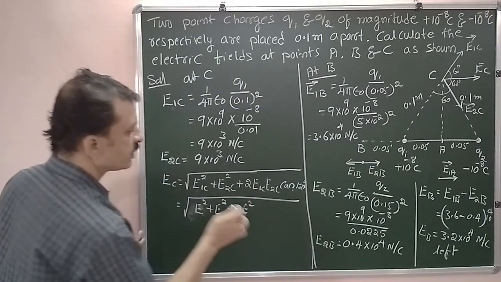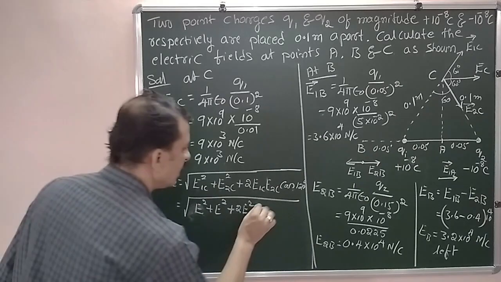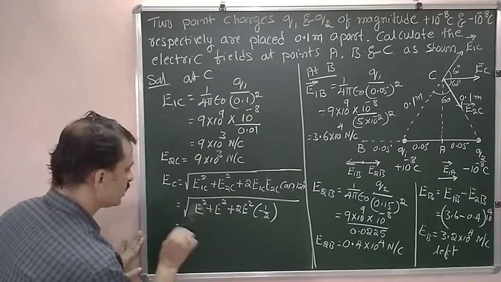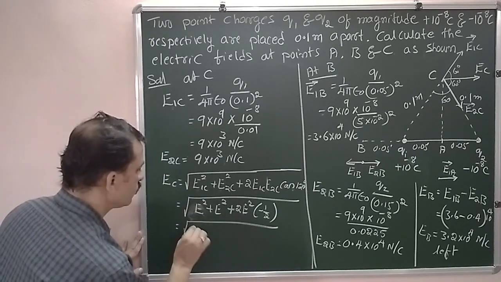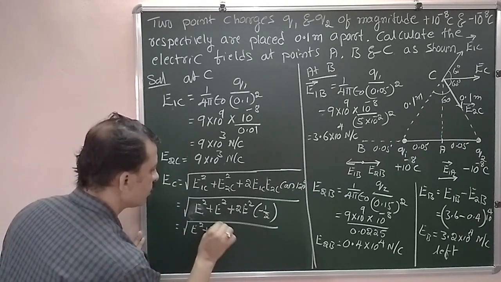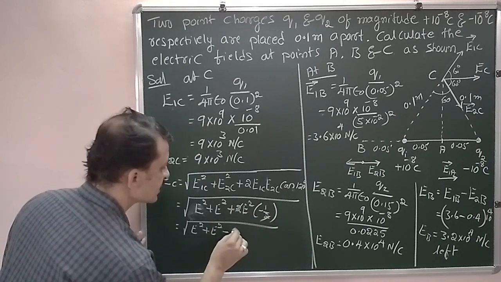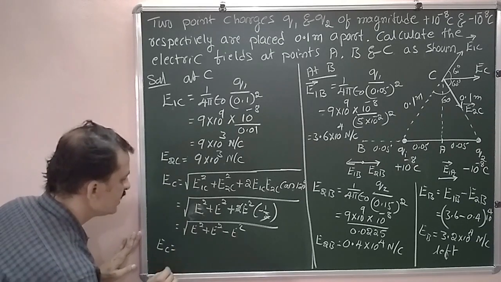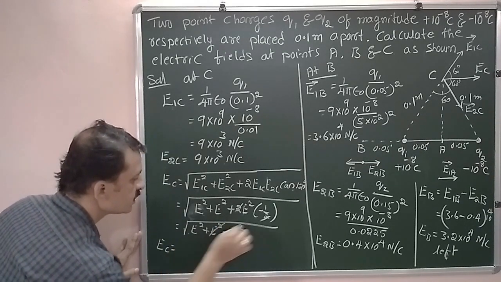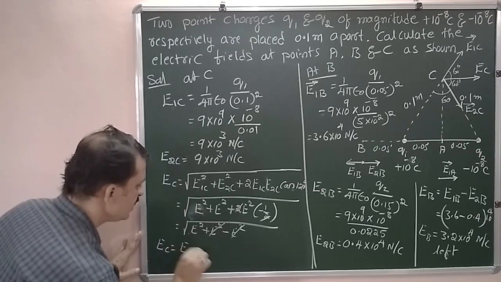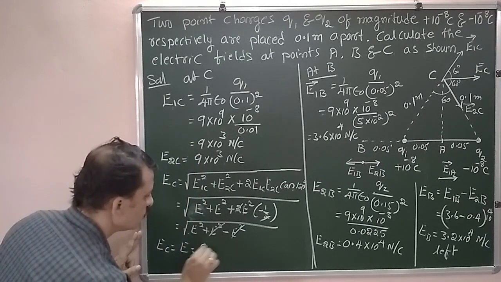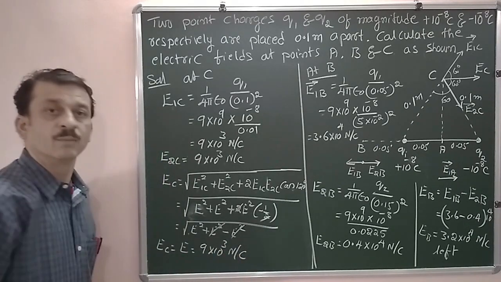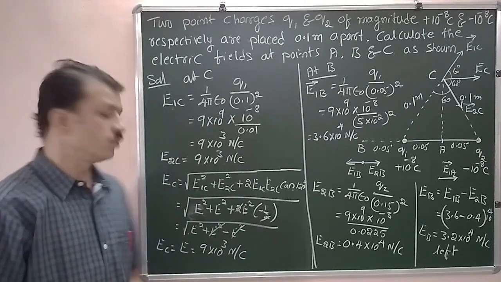These two are equal. Therefore, if I consider it as E, and cos 120 is minus half, that is equal to the square root of E square plus E square, minus E square. This gets cancelled. Therefore, EC is the same value, 9 into 10 to the power of 3 Newton per Coulomb.